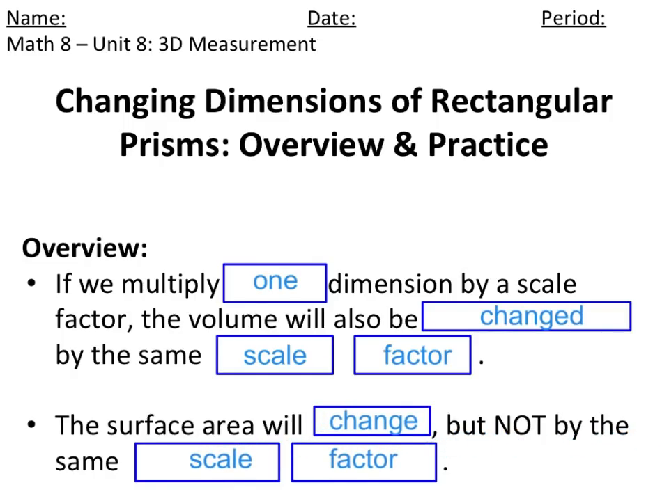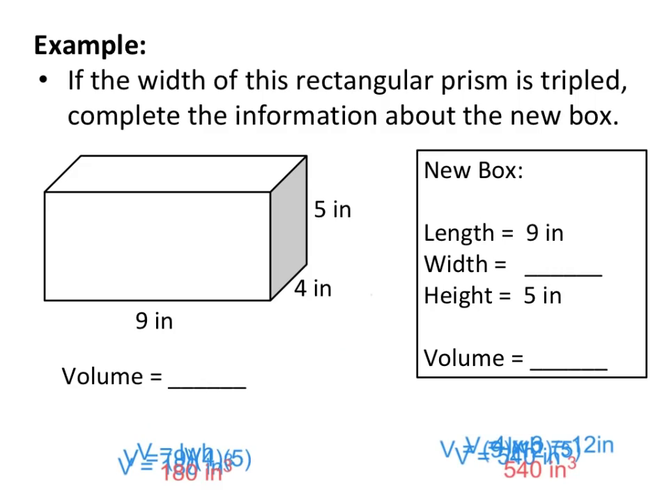So let's look at some examples. This first example says that if the width of this rectangular prism is tripled, complete the information about the new box. So first, we need to find the volume of this rectangular prism. Remember that the volume formula is length times width times height. So we're going to substitute in for our variables. We have the length of 9, a width of 4, and a height of 5 inches.